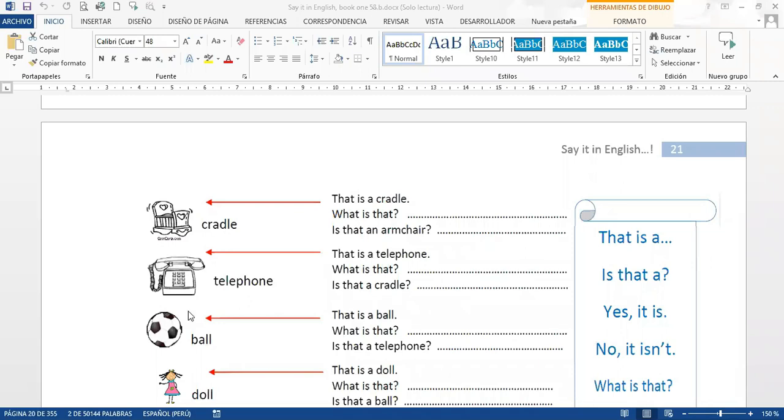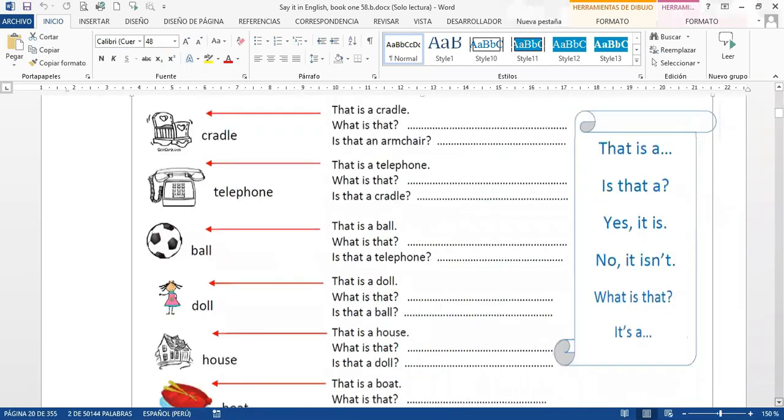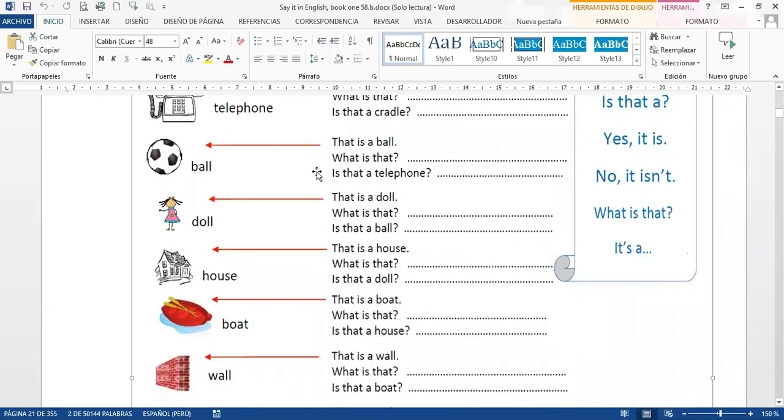That is a ball. What is that? The answer is, it's a ball. Is that a telephone? No, it isn't. It's a ball. That is a doll. Okay, what is that? It's a doll.